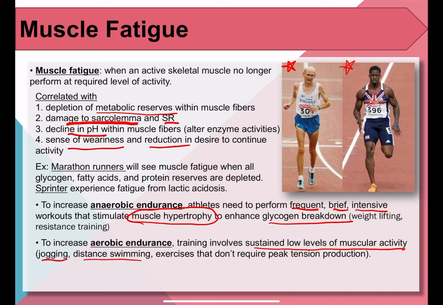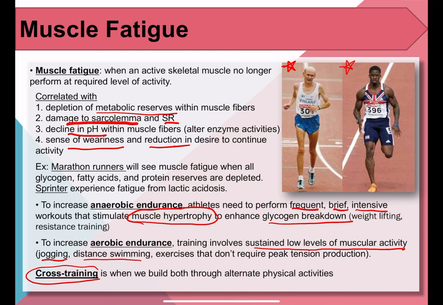Okay. All right. But technically speaking, most athletes do both aerobic and anaerobic endurance training, okay? This is called cross training, where we are able to do a bit of both so that they get both endurance and that burst of power at the same time.